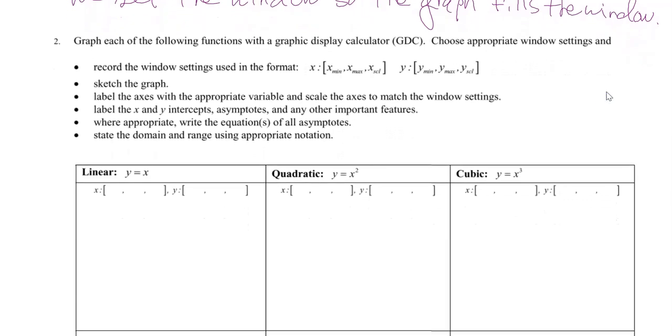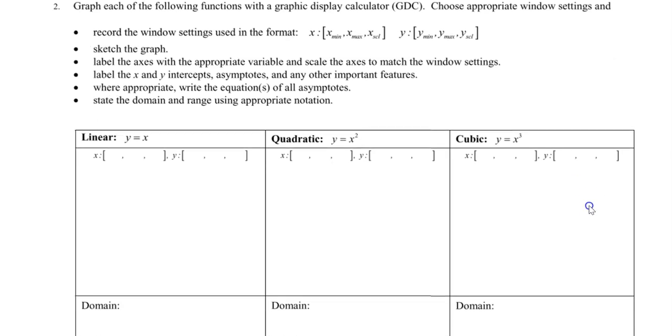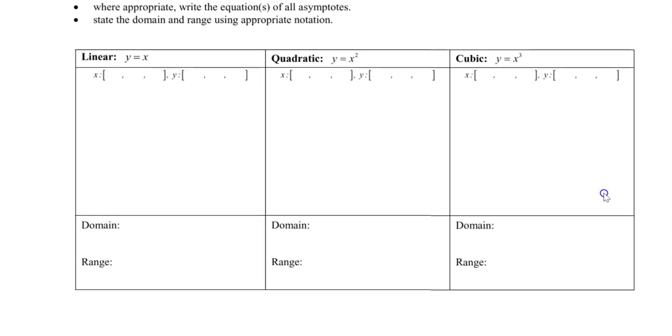So we're going to graph each of the following functions with a graphing display calculator. So if you don't have yours here, you want to follow along later, you've got the video. And when I do key presses on the calculator, you'll see them on the screen. Okay, so you won't see them here, but on the recording, they'll show up with little hovering blue or yellow or whatever. So what we're going to do is record the window settings we use for each of these. We're going to sketch the graph. We're going to label the graphs accordingly, etc., etc.